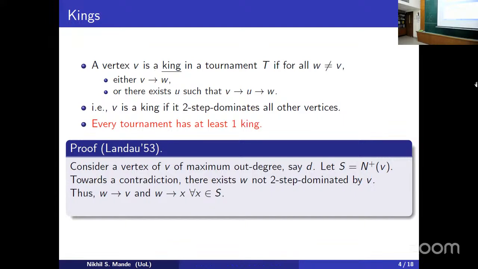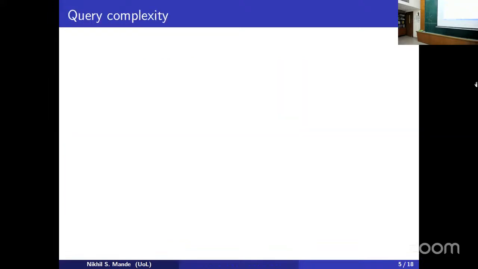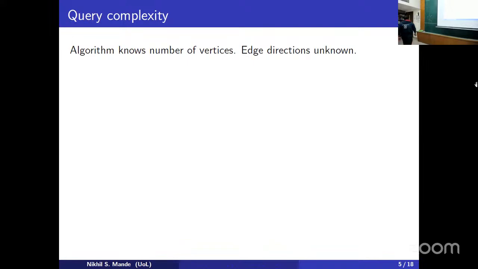Okay, so at least the natural extension of source, that's the notion of a king, ensures that there's always at least one winner in a tournament. Alright, so now that we know that there exists a king, the question is, can we find one efficiently? And the model of complexity in which we're going to do this, in which it's been more studied, is the setting of query complexity, which I'll describe now. The algorithm that you're designing knows the number of vertices or the number of players in the tournament. And to begin with, all edge directions are unknown.